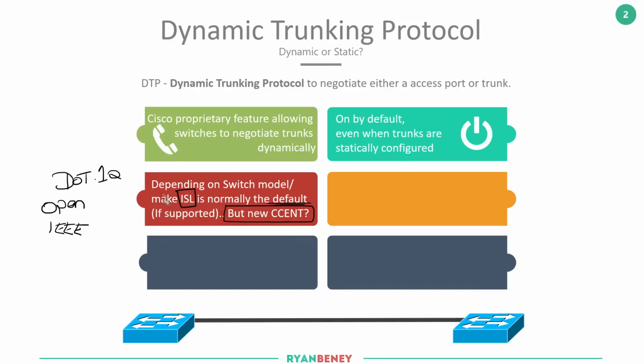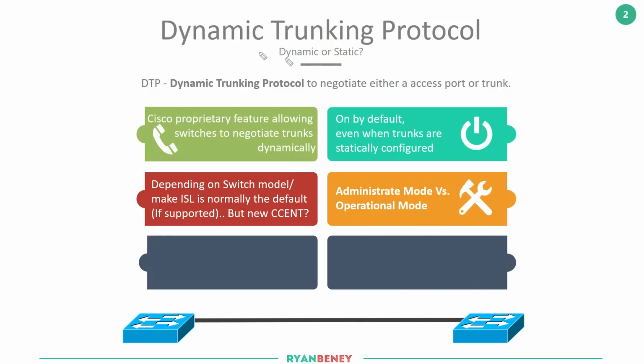So it's worth being aware that there is a default encapsulation method on older switches, maybe switches that you're going to buy off eBay to simulate in your lab, or maybe your version of Packet Tracer. You're going to notice that DTP will by default try to form an ISL trunk, which was the Cisco proprietary trunking protocol, rather than the open standard dot1Q. But like I said, let's be aware that on the new CCENT, ISL is not a topic, it's only dot1Q.